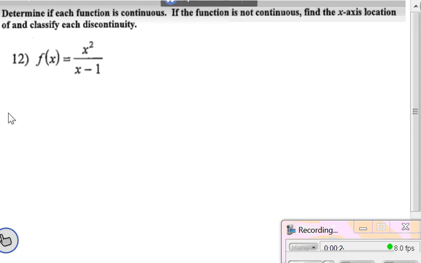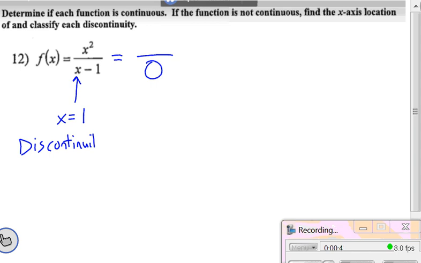So if you just think about it, there's only one number here that presents a problem. It's a number that would produce 0 on the bottom, right? So that would be x equals 1. So there is discontinuity at x equals 1. And now what kind of discontinuity is that?